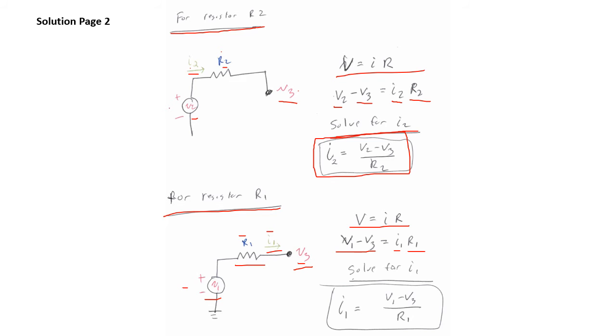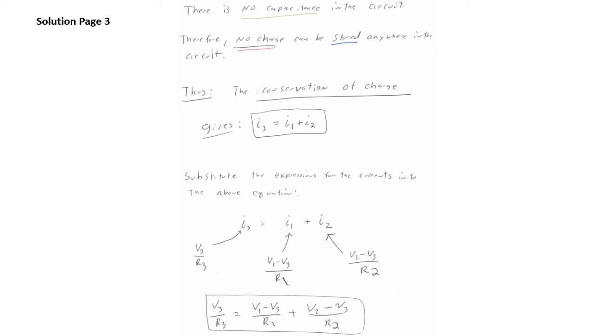Plug that in, and now I can solve this for my I1. When I do that, I have that my I1 is equal to V1 minus V3 over my R1. So we can see from our circuit that there is no capacitance in the circuit, therefore no charge can be stored anywhere in the circuit. So if we know that, we can then use our conservation of charge. And our conservation of charge gives us that I3 is equal to I1 plus I2.